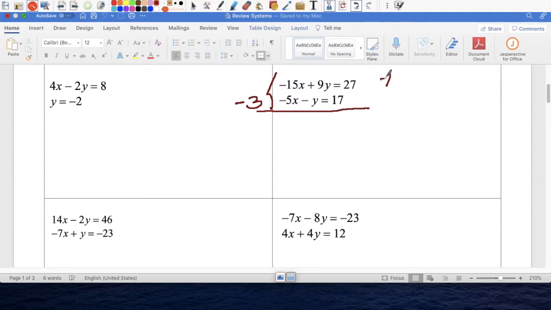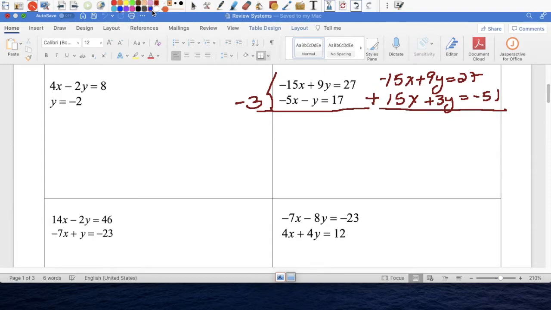The top line doesn't change, so it's negative 15x plus 9y equals 27. The bottom line, I'm multiplying everybody by negative 3. If I do that, I get positive 15x, so negative and negative is positive. Negative 3 and negative y is positive 3y. And then negative 3 times 17 is negative 51. I can now add. I think adding is easier than subtracting. So if I add the first equation with the second one, negative 15 plus 15 is 0x. 9y plus 3y is 12y. And this is negative 24.